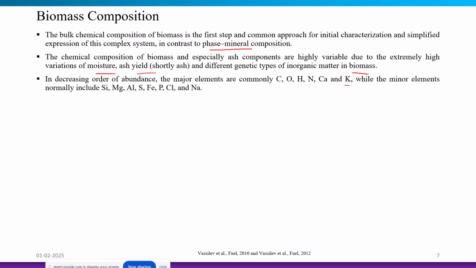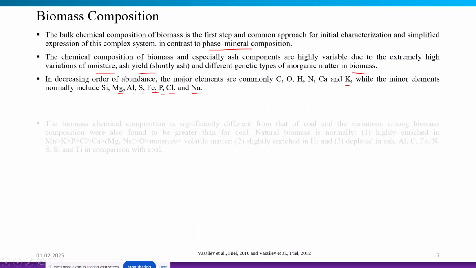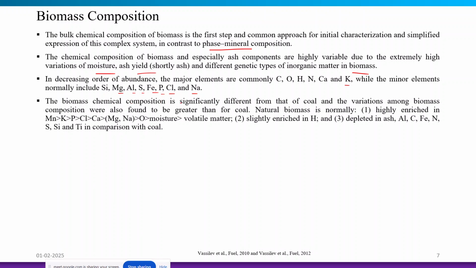While the minor elements include silicon, magnesium, aluminium, sulfur, iron, phosphorus, chlorine, sodium. These kinds of minor elements are also present in the biomass composition. So the biomass chemical composition is significantly different from the composition of coal, and the variation among the biomass compositions is also found to be greater than for coal. The compositional variation in coal we have already discussed for a very long time. We have characterized different types of coals. But when we talk about biomass characterization, the compositional variation is much higher in range than coal.